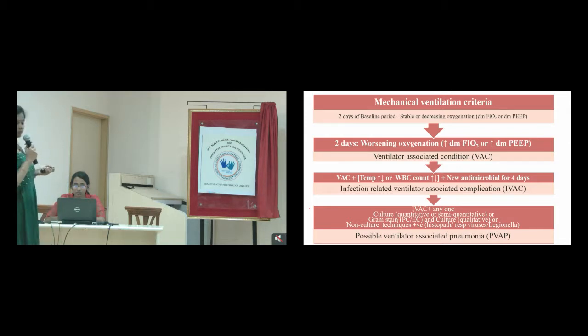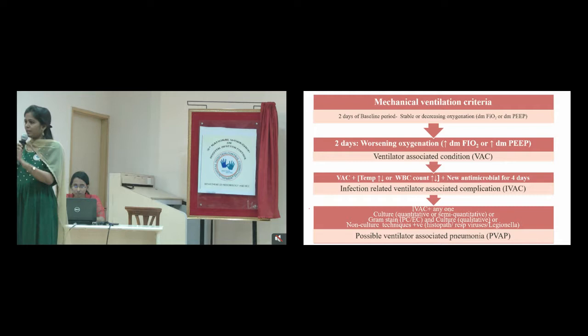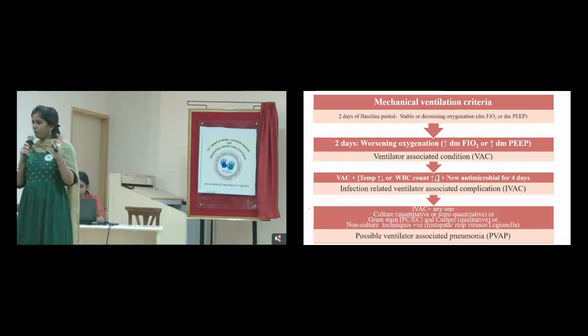First VAC should be fulfilled, followed by any of these clinical conditions, that is hyperthermia or hypothermia, increase or decrease in WBC count, plus new antimicrobial for 4 days, that is called the 4 qualifying antimicrobial days criteria. So your VAC criteria is fulfilled along with either increase or decrease in temperature, the range is given, or increase or decrease in WBC, plus 4 new antimicrobial days. Then it is called infection related ventilator associated complication.